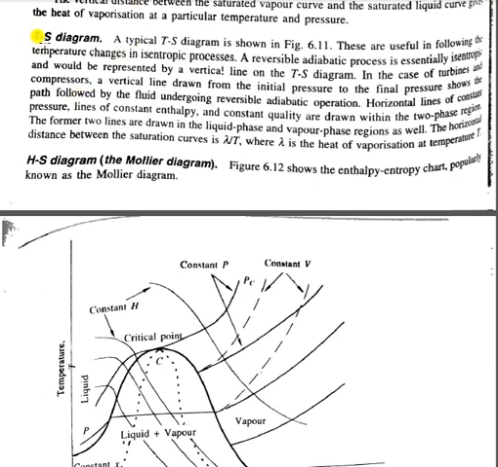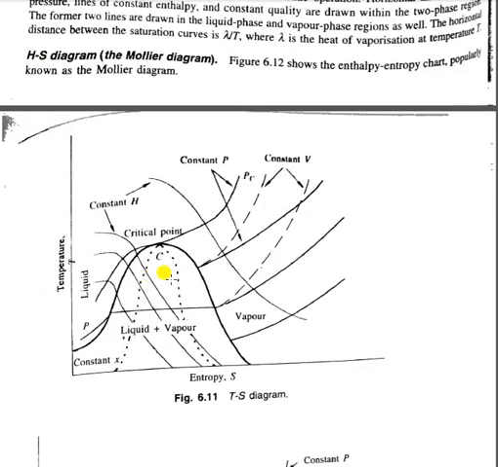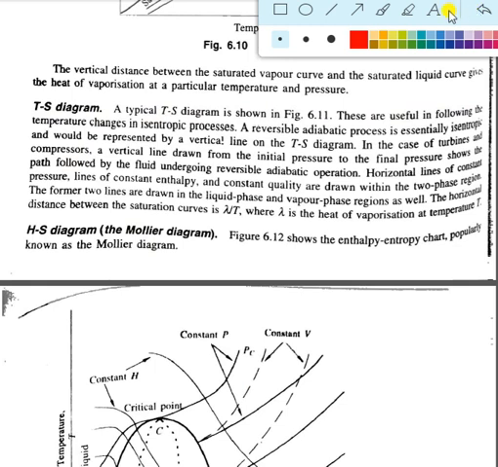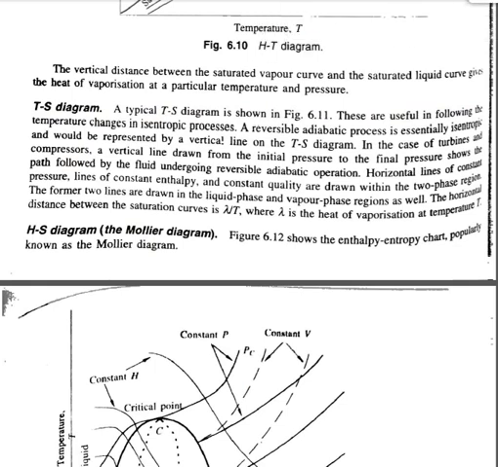So, the temperature entropy diagram, let's see. Figure number 6.11 indicates the TS diagram, the temperature entropy diagram. A typical TS diagram is shown in the figure. These are useful in following temperature changes in isentropic processes.